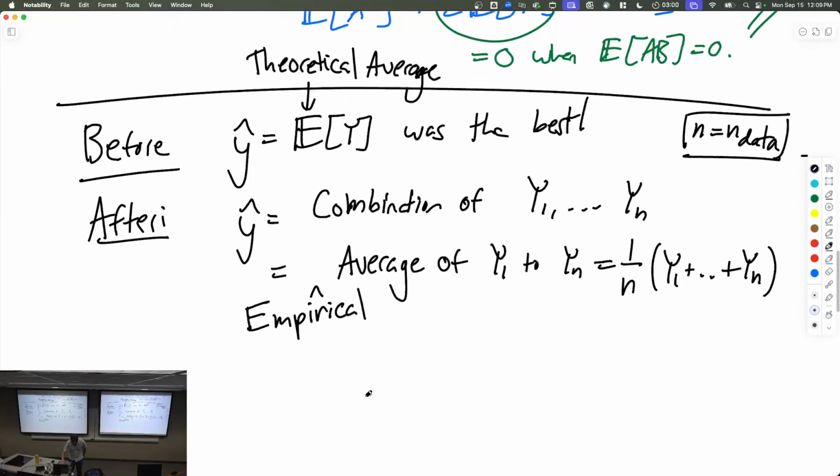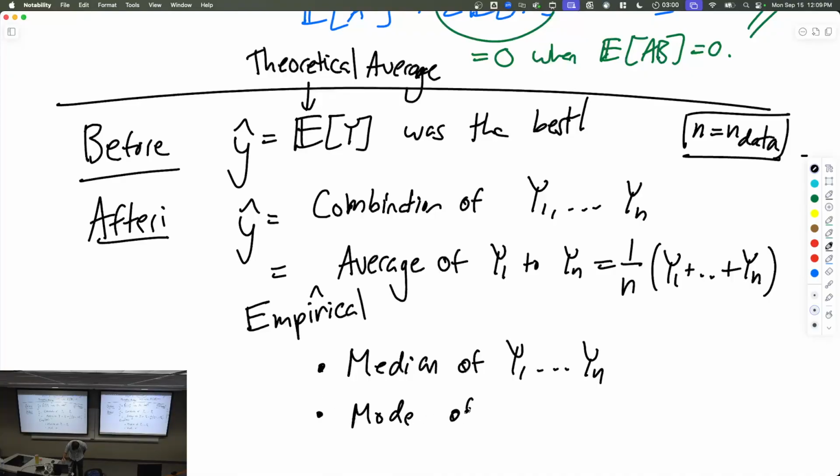So this is another totally valid thing. You could do the median of y1 to yn, right? That's like the middle number, or you could do the mode of y1 to yn. And these are all great ways to estimate something about the data, right? You have n data points and you want to condense it down to one number. The average is a way, the median is a way, the mode is a way. There's other much more complicated things.